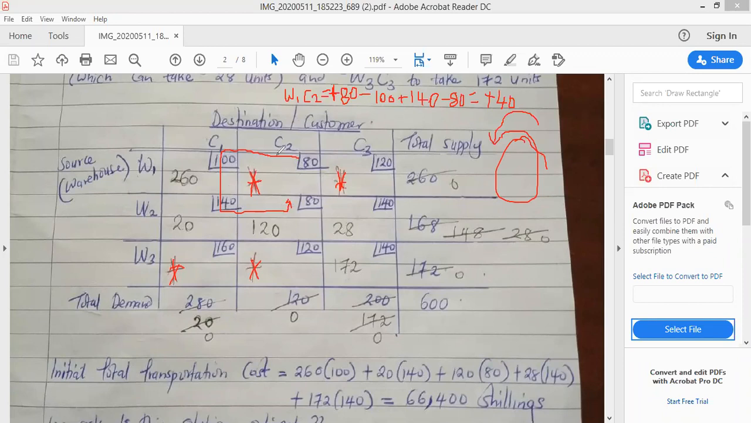So we have computed the shadow price for W1C2. When we come back, we'll continue with these other empty cells.